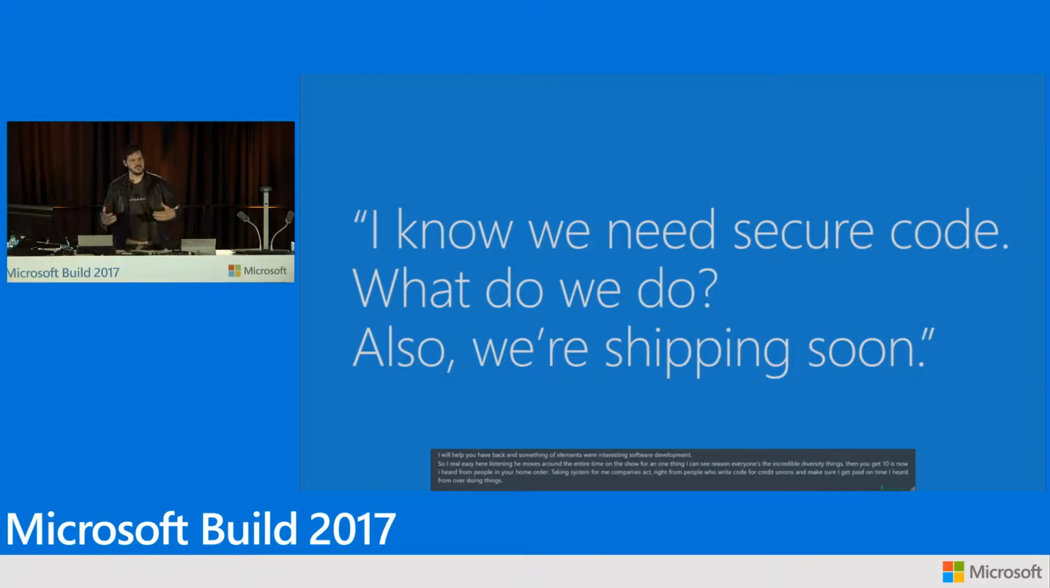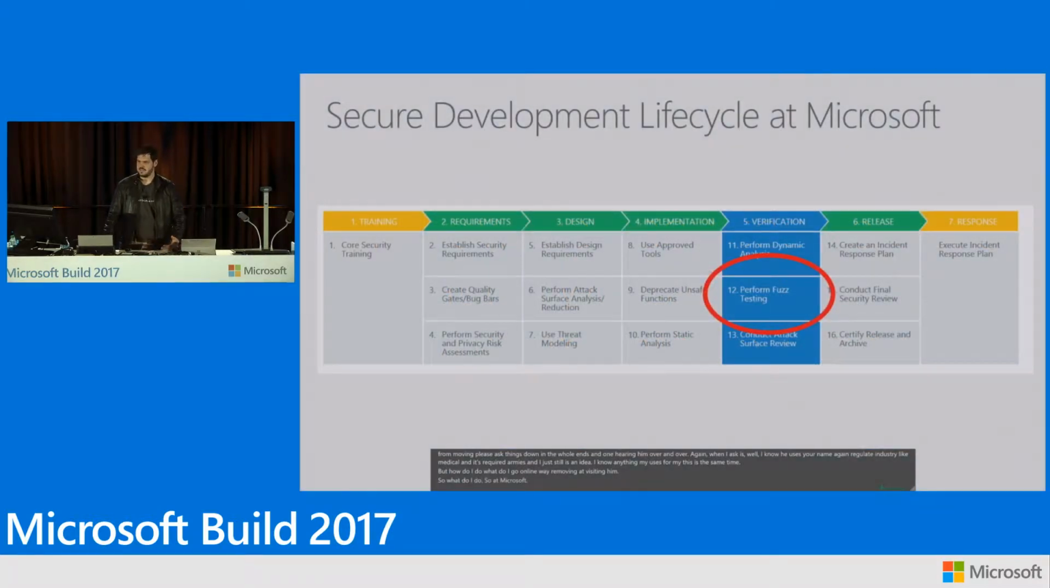And one thing I keep hearing over and over again when I ask is, well, I know we need to do secure code. Maybe I'm in a regulated industry like medical, and it's a requirement. Or maybe it's something I just know is a good idea, and I know I need to protect my users, or my business runs on this thing that I'm building. But how do I do it? What do I do? Oh, and by the way, we're moving to Agile and we're shipping every week. So what do I do? So at Microsoft, we've talked for 15 years about the security development lifecycle.